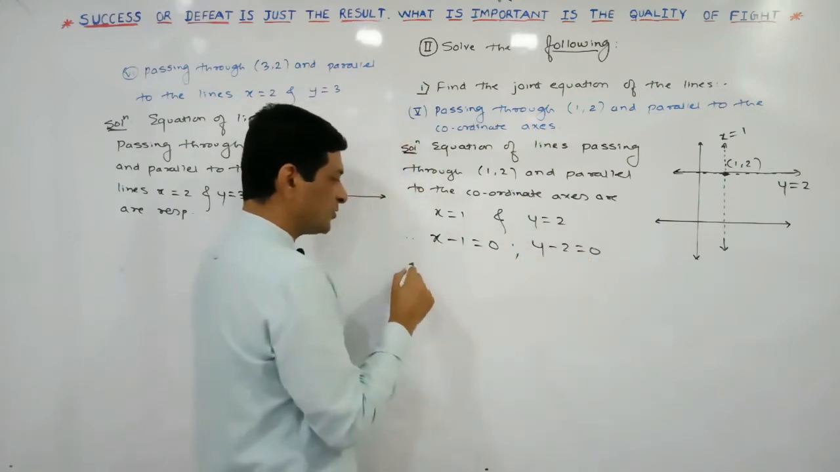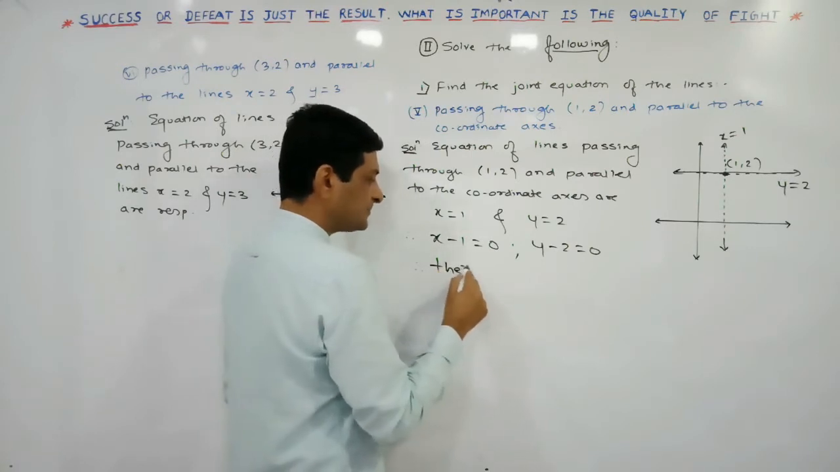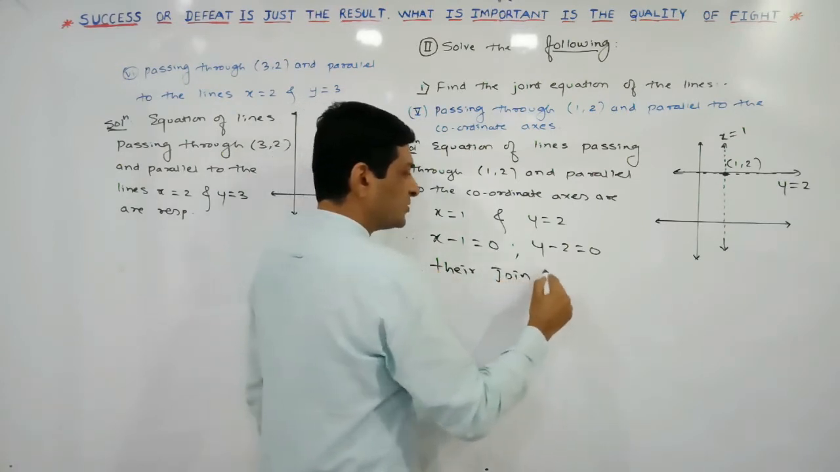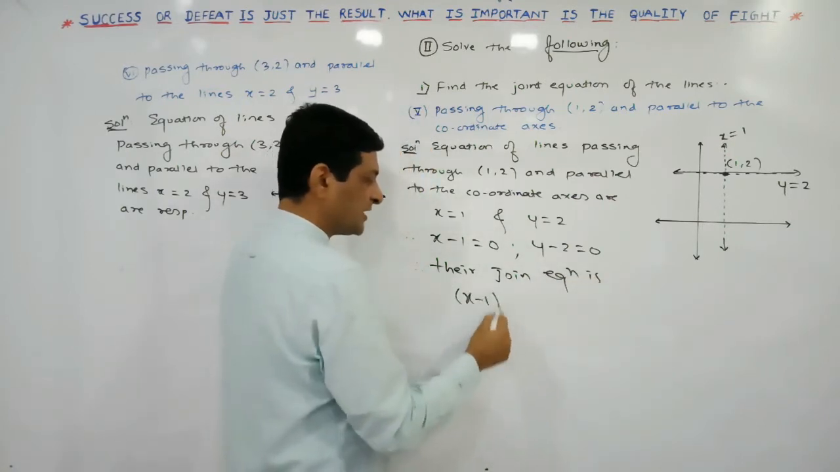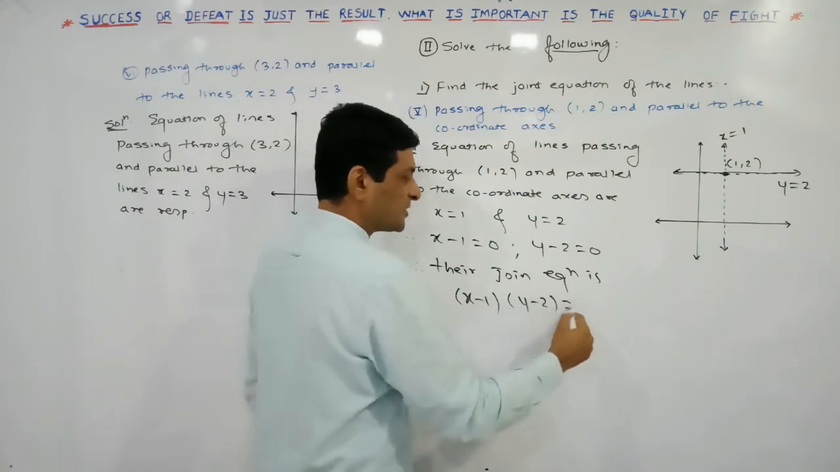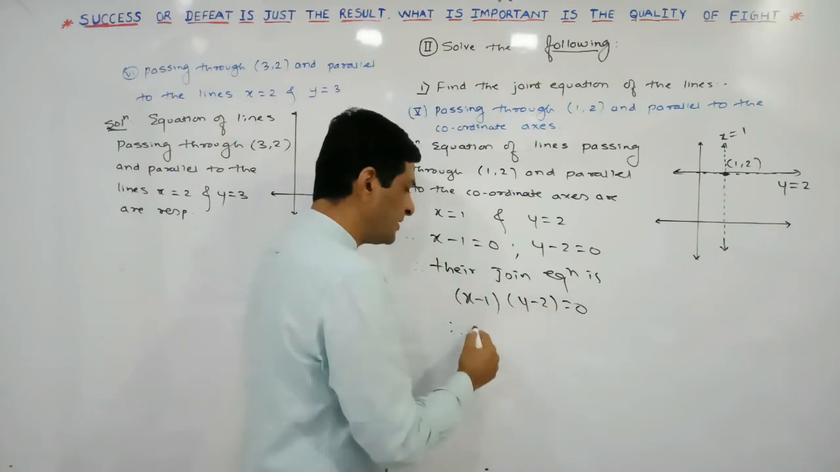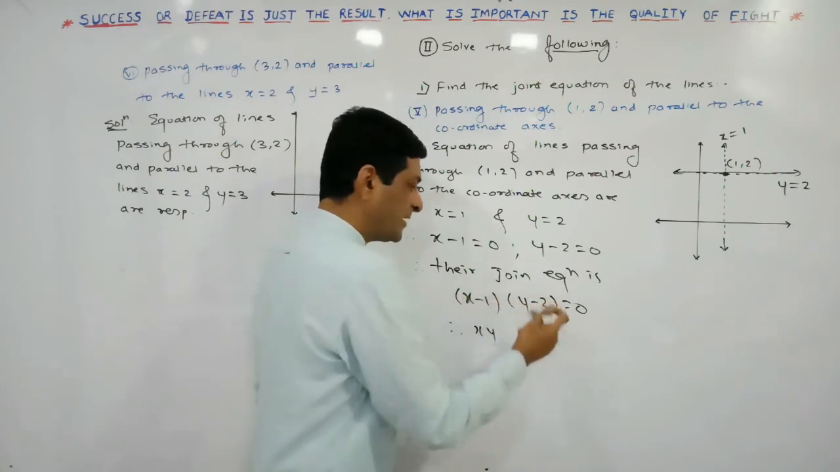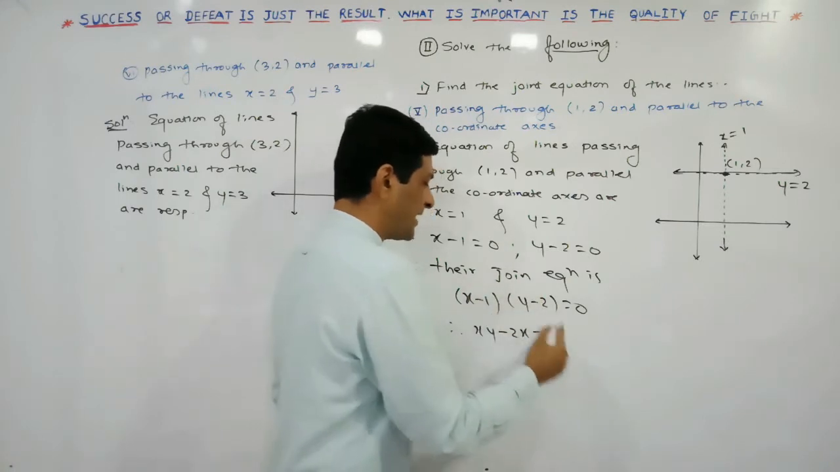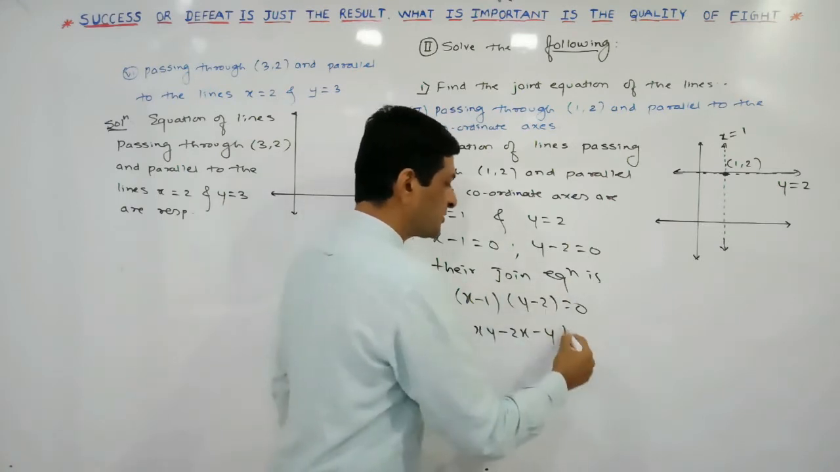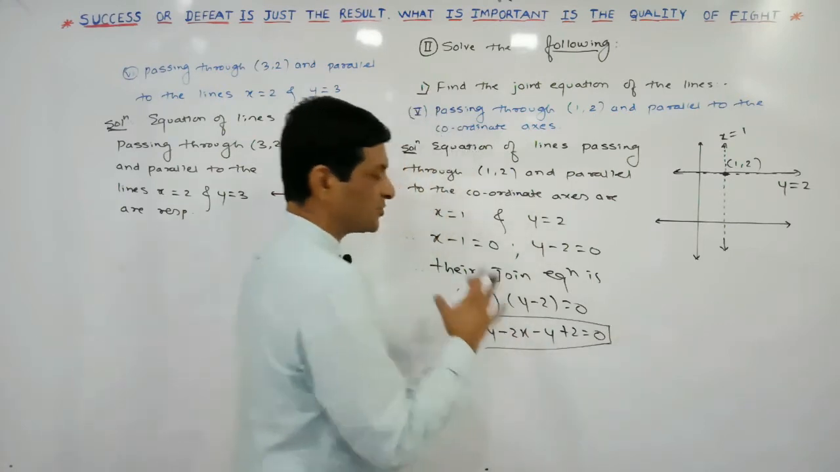The equations of both lines are known to us, so their required joint equation is simply the multiplication of these two equations: (x minus 1) into (y minus 2) equals 0. Now multiply the two brackets. x into y is xy, x into minus 2 is minus 2x, minus 1 into y is minus y, and minus 1 into minus 2 is plus 2, equal to 0. In this way we have got the required joint equation.